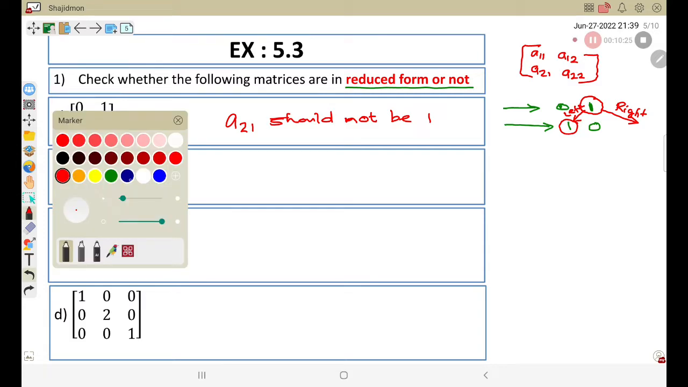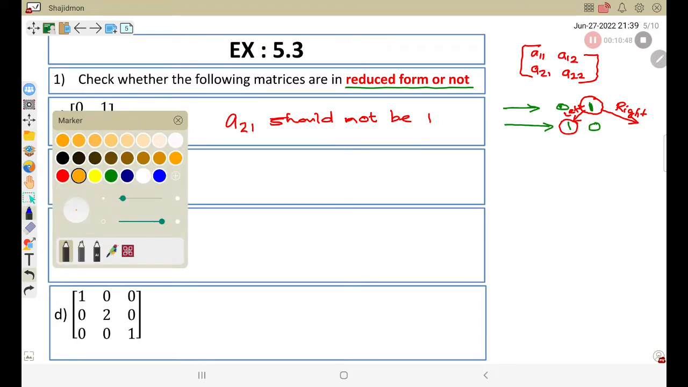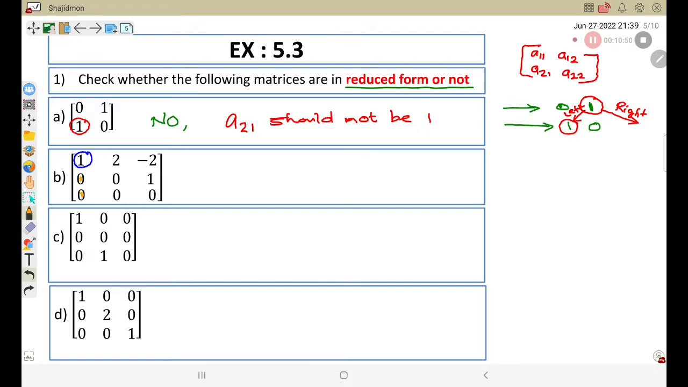Now we will go to the second question. Matrix 1, 2, minus 2, 0, 0, 1, 0, 0, 0. Is it reduced form or not? We can check it. Each row's first non-zero number is 1: the first row's first number is 1, the second row's first non-zero number is 1, and the third row is a complete 0 row. So no problem. Now where is the mistake? Check the 1 here: the numbers below that 1 are 0, which is okay. Now the next one here: the number below is 0 but the number on top is not 0. It should be 0, correct?